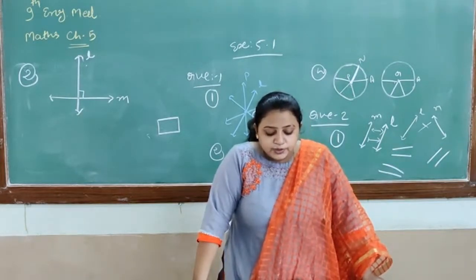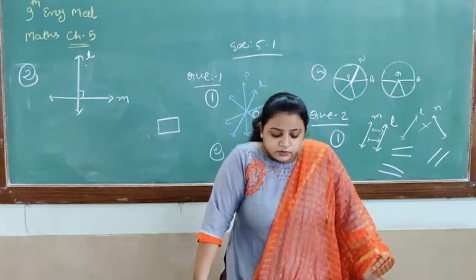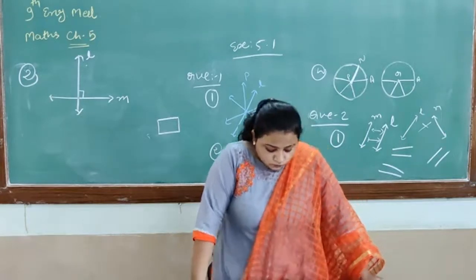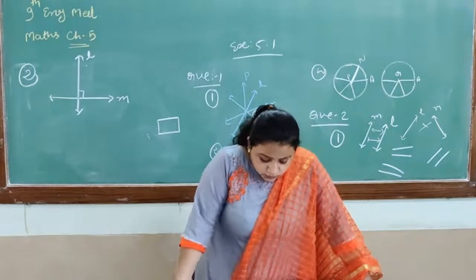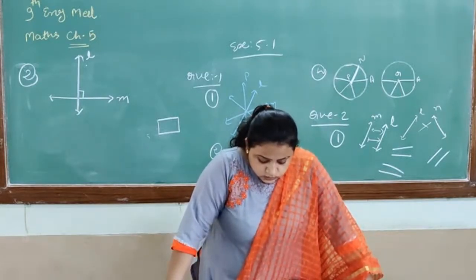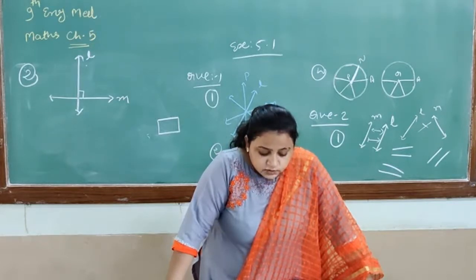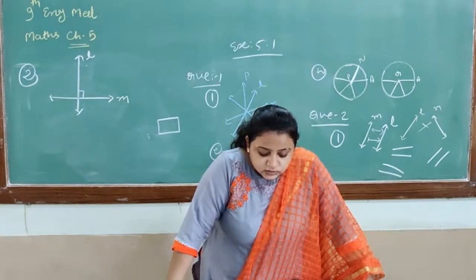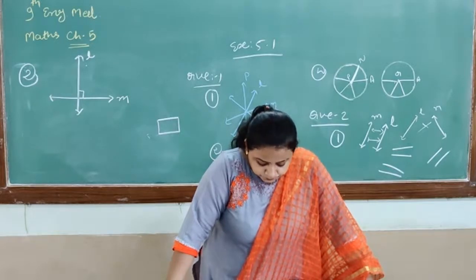Now question number 3. Consider two postulates given below. First is: given any two distinct points A and B, there exists a third point C which is between A and B.